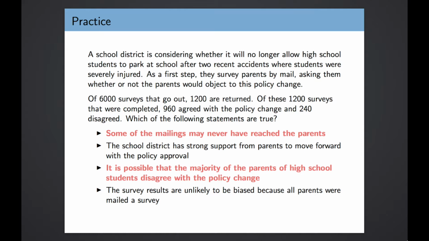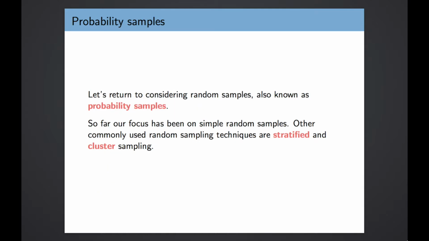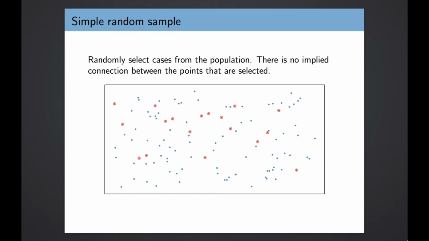So that has been our discussion about taking non-probability samples or non-random samples and some of the consequences of doing that. Now we're going to shift our focus back to looking at random samples or probability samples. There are a couple of ways that we can take random samples. We've already covered how we go about taking a simple random sample. We're going to introduce the concepts of stratified and cluster sampling as well. Let's briefly review what a simple random sample looks like.